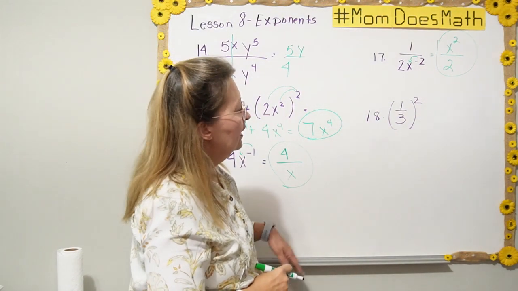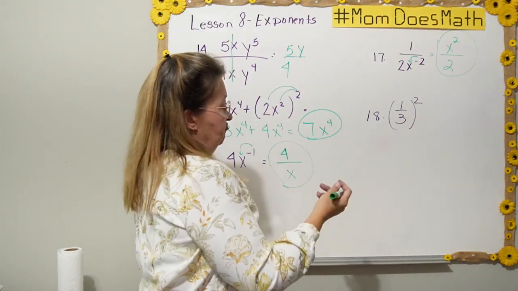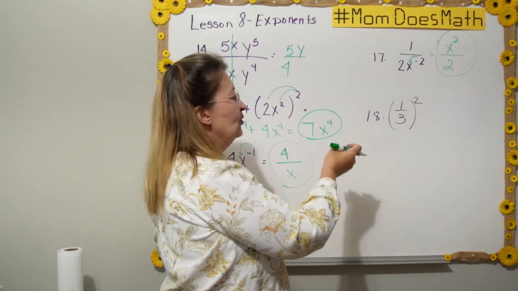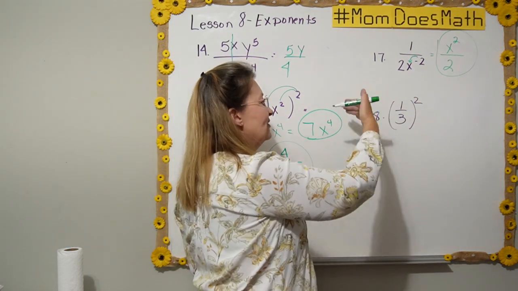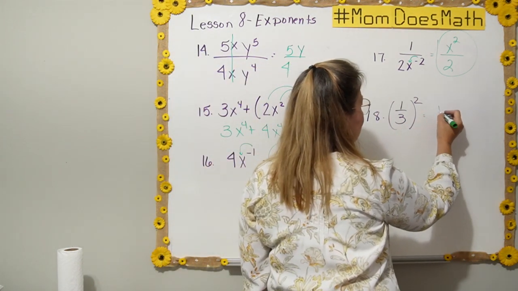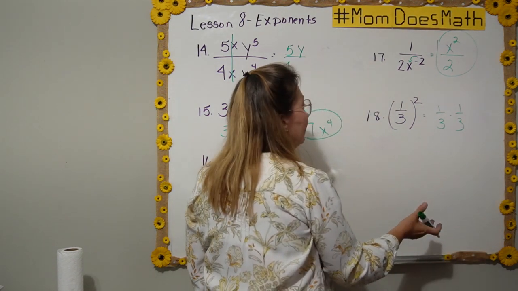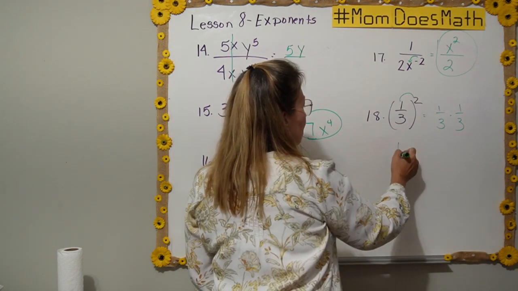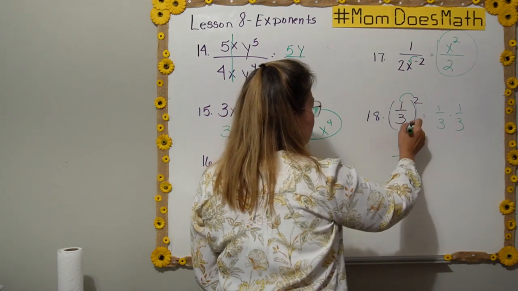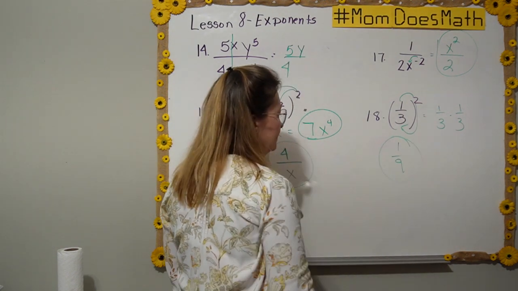Okay. Number 18. Well, whenever you have a fraction in parentheses, the exponent that's outside the parentheses affects everything. So you don't have to write it out. You can. But this is going to be 1 squared, which is 1, and 3 squared, which is 9.